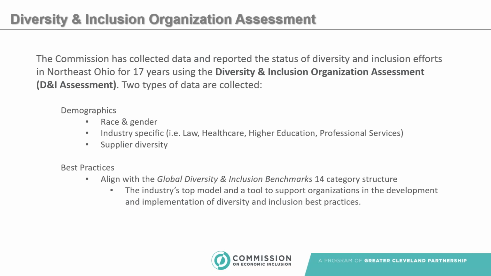In this version of the assessment, two types of data are collected. The first type of data are demographics. This includes employee demographics on race and gender. For those industries who collect data a little bit differently, we have some industry-specific demographic sections of the survey. These include law firms, healthcare institutions, higher education, and professional services firms. These sections were developed specifically because these industries felt like they needed something a little more customized to the way that they categorize their employees, which is obviously different than a generic company.